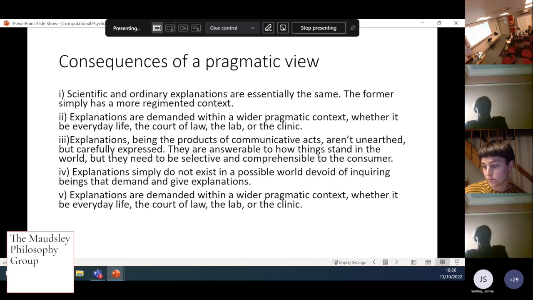Explanations simply do not exist in a possible world devoid of inquiring beings that demand and give explanations. Explanations are demanded within a wider pragmatic context. Oh, sorry, slides 2 and 5, as you can see, are identical. I don't know how that happened. Anyway.